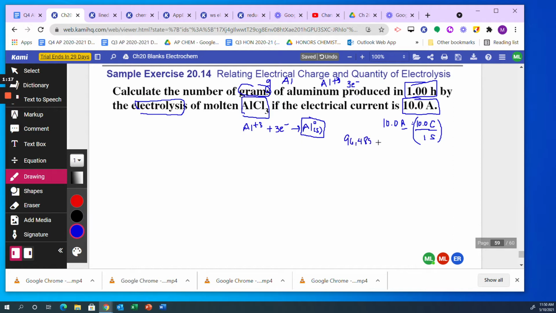96,485 coulombs for every 1 mole of electrons. That's another conversion. You're also going to need, I believe, 1 mole of aluminum. You will need 3 moles of electrons. So you'll need all that. You're always going to start with a singleton. So these are all conversions. This singleton only has 1 unit, so I start there.